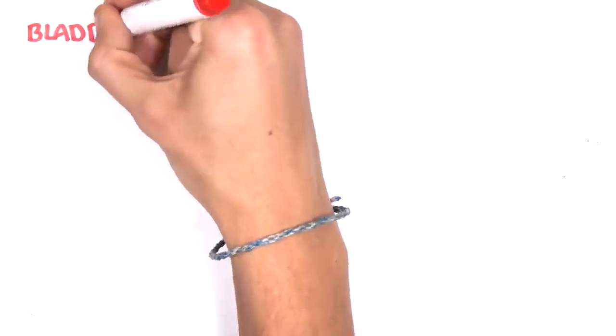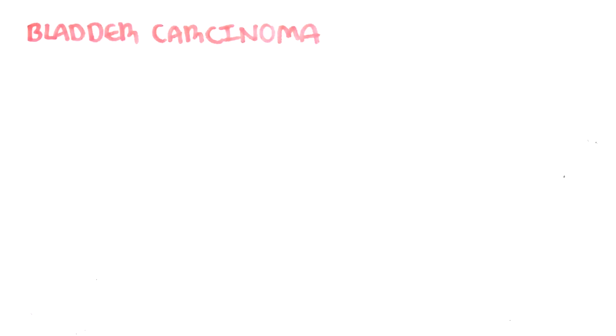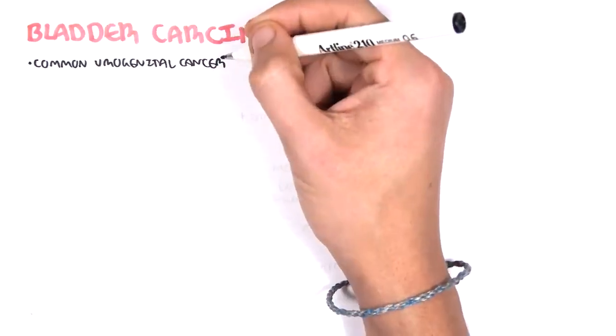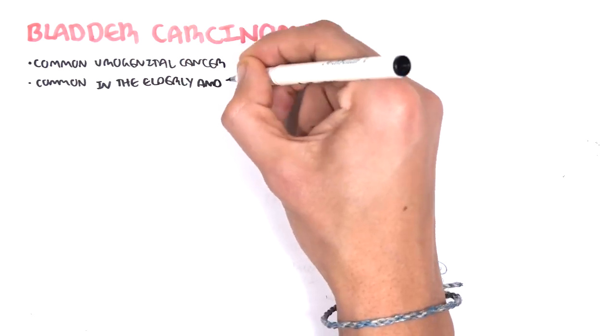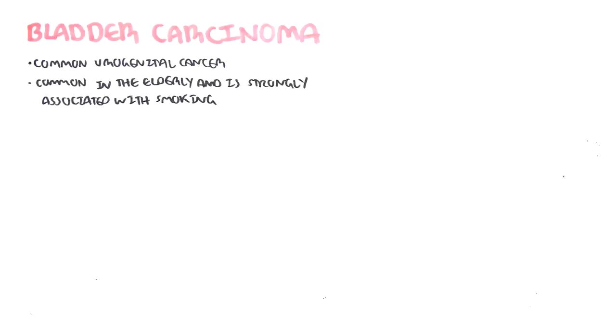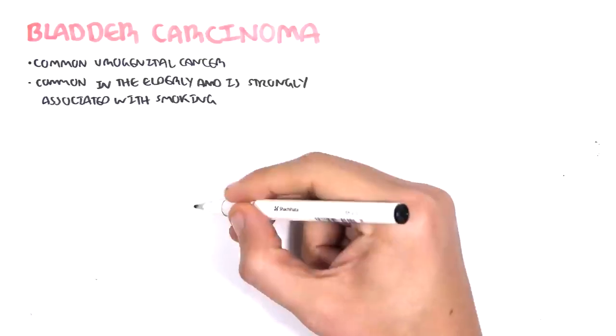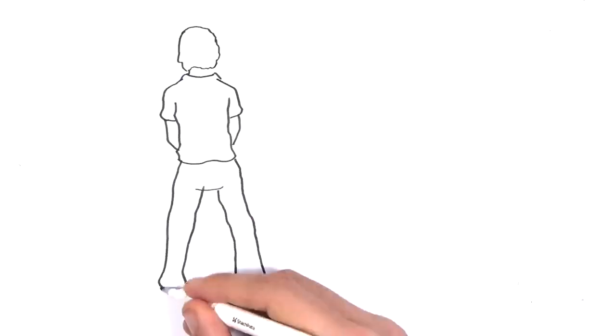Hello, in this video we're going to talk about bladder carcinoma. This is an overview and introduction. Bladder carcinoma is a common urogenital cancer. It is common in the elderly and is strongly associated with smoking. Here I am drawing a middle-aged person in the toilet urinating.